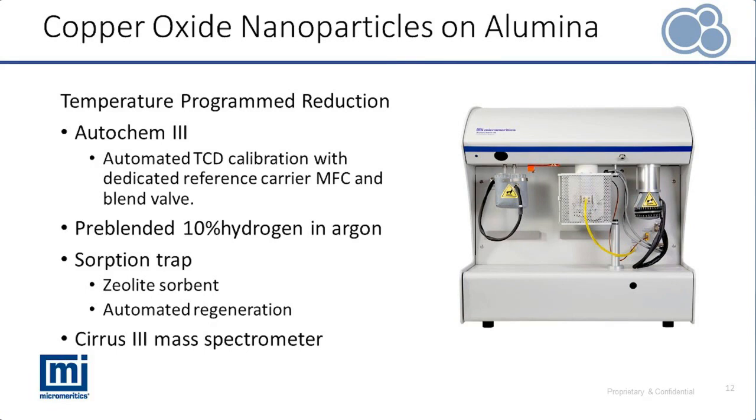A pre-blended tank was used for the reduction. 10% hydrogen is a typical concentration. For concentration studies, this was diluted with the internal blend valve available in the system. A cold trap was not used. Instead, a sorption trap filled with zeolite was used to sorb the water evolved during the reaction. Additional information was collected simultaneously with a mass spectrometer. This gives further information regarding the gas composition during the experiment.